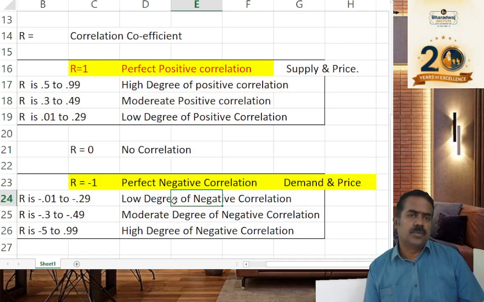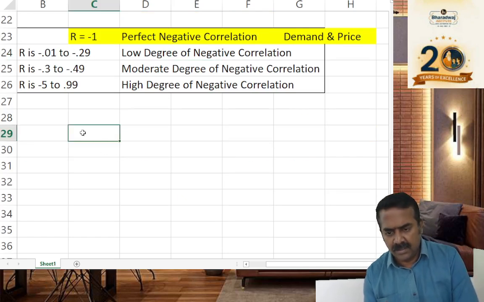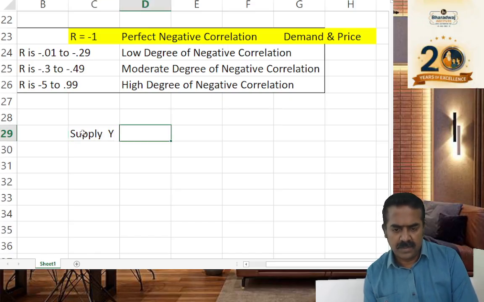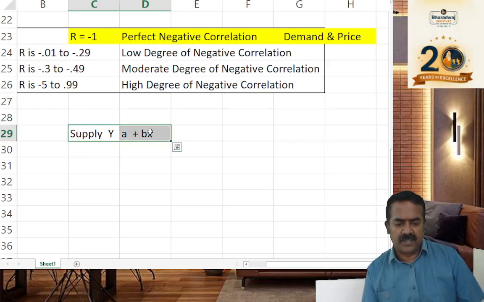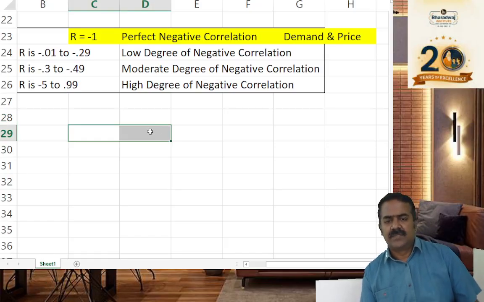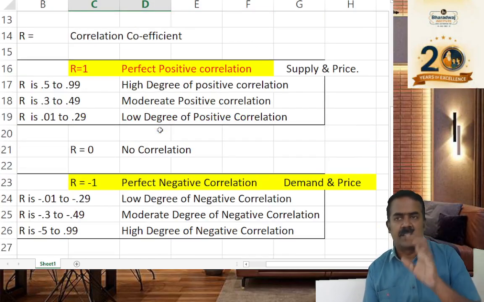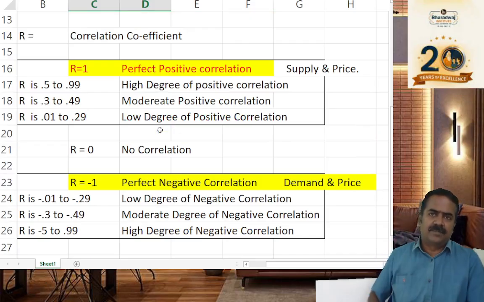Okay. So, for example, let us assume I worked out, maybe quantity supplied, A plus Bx, I worked out. Is it possible to have an accurate result? Using correlation or regression, you predict something. Is it possible that 100% is sure?